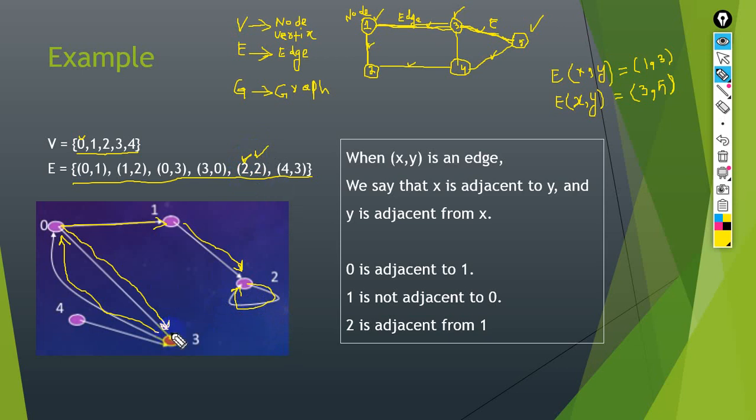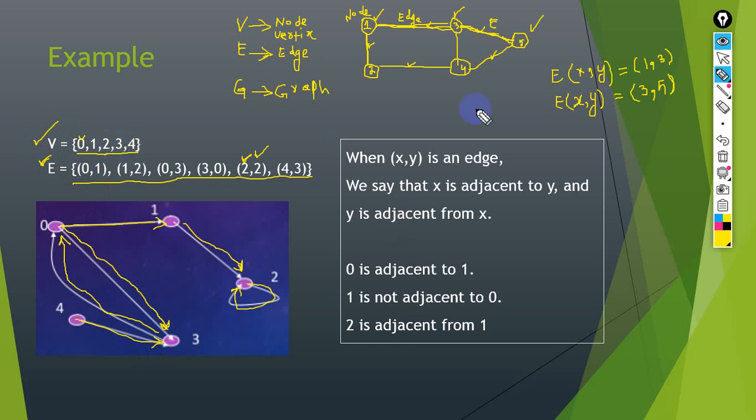And again 4 to 3, so here we have an edge from 4 to 3. Okay, from 4 we have an edge to 3. Okay, so these are the edges that I have represented as a set, and these are the vertices that I have represented as a set.